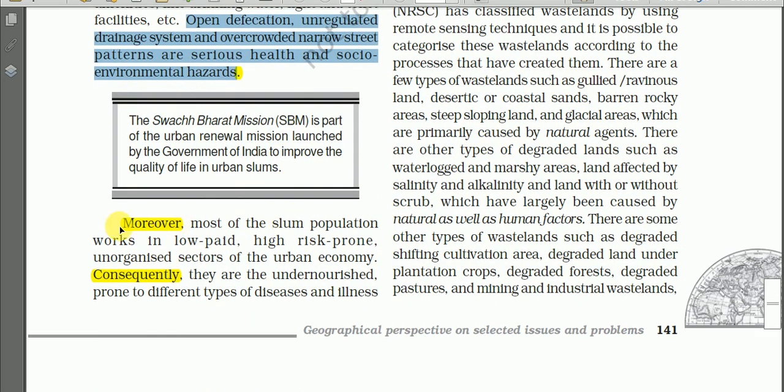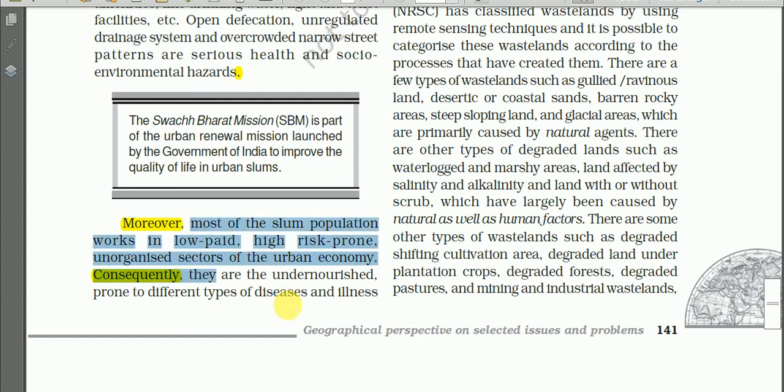Moreover, most of the slum population works in low-paid, high-risk-prone, unorganized sectors of the urban economy. The slum population also works in low-paid jobs, as we have learned earlier about Ramesh. Just recall the story of Ramesh. Their work is also manual, high-risk-prone, unorganized sector, transferable, and frequently changing.